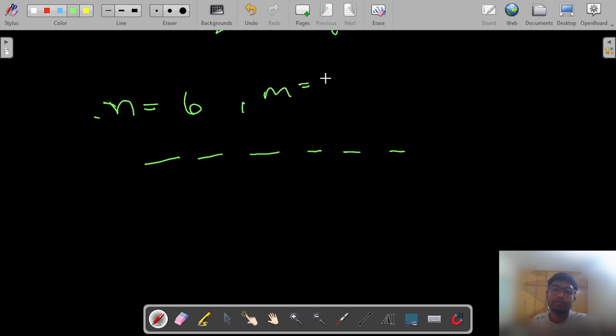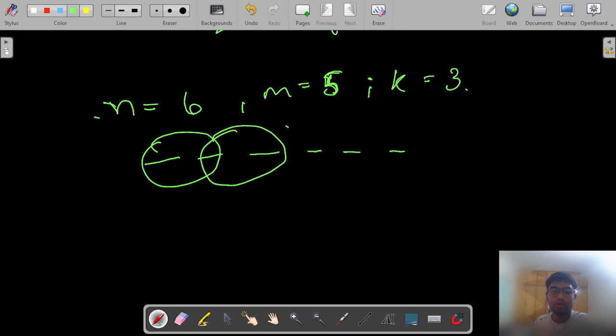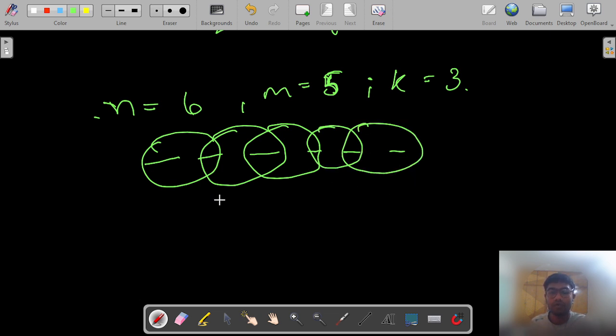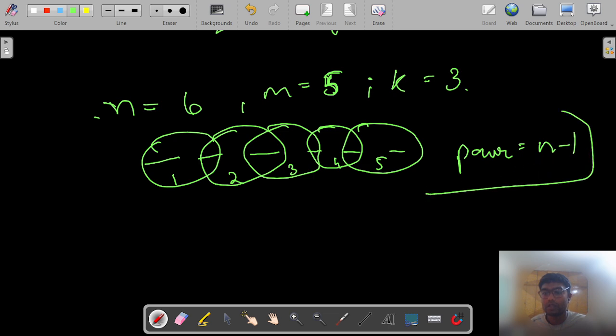Maybe I can take up a simple visualization example. Let's say we are given n equal to 6. We would have 6 different items. Let's say m is somewhere around 5, and k is equal to 3. We can form pairs such as this: 1, 2, 3, 4, and 5. So we can form 1 pair, 2 pair, 3 pair, 4 pair, 5 pair. So the pairs will always be equal to n minus 1. That's the understanding.